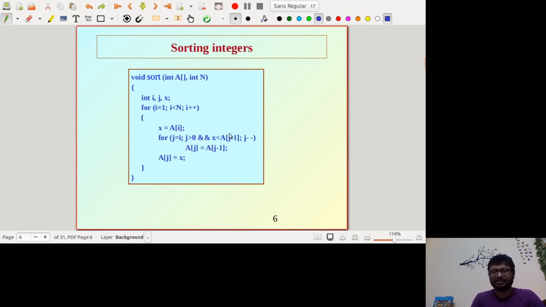So we stop when either the array ends, that is we hit the leftmost element of the array, or we have found an element which is less than or equal to x. Then we set a[j] to x. So this element x is now inserted in the right location of the array, and after this iteration of the while loop, A[0] through A[i] are sorted in increasing, or non-decreasing, order of magnitude. This is the sorting algorithm.